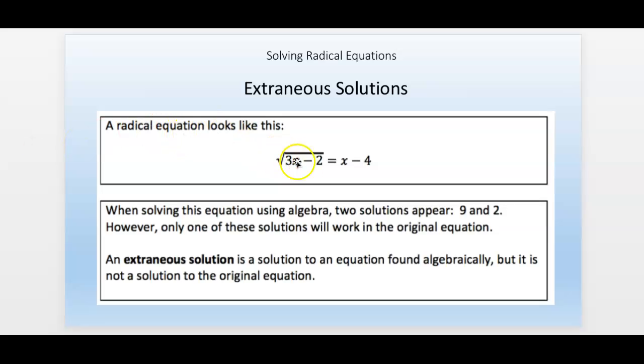Again, a radical equation, it looks like this. Sometimes when you use algebra, 2 solutions appear. However, only one will work. Again, an extraneous solution is a solution to the equation found algebraically, but it is not a solution to the original equation.